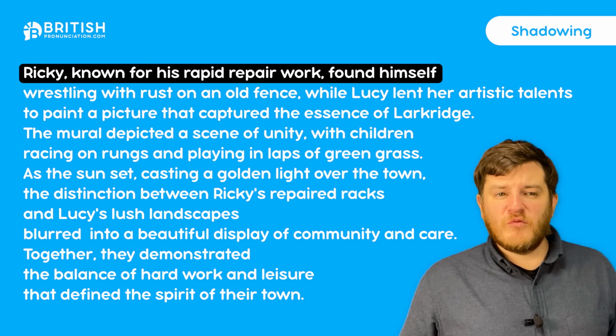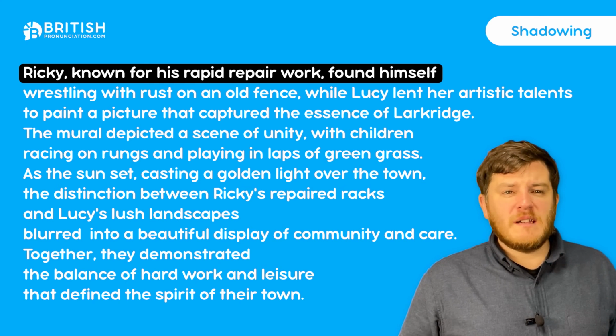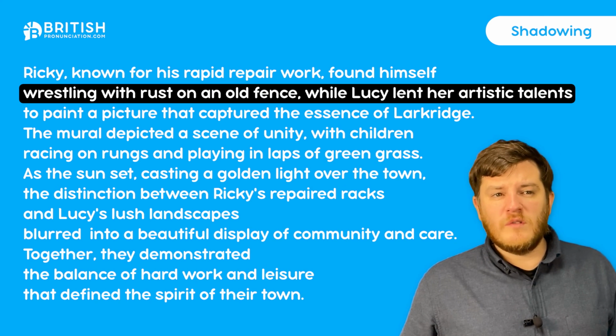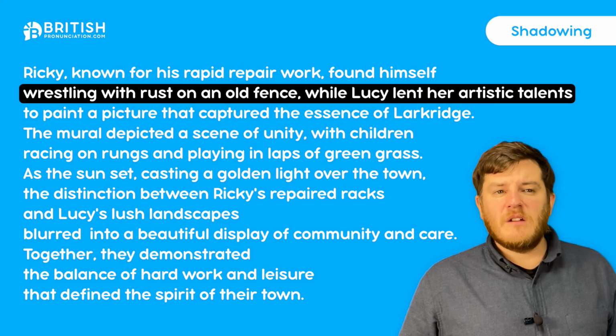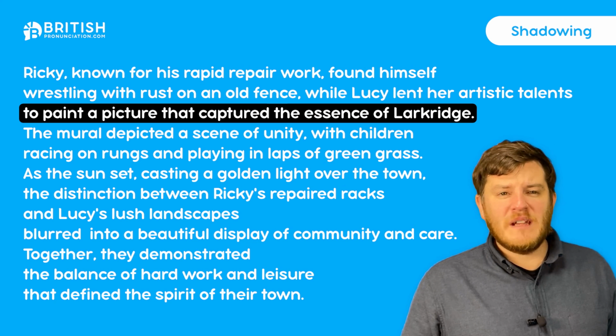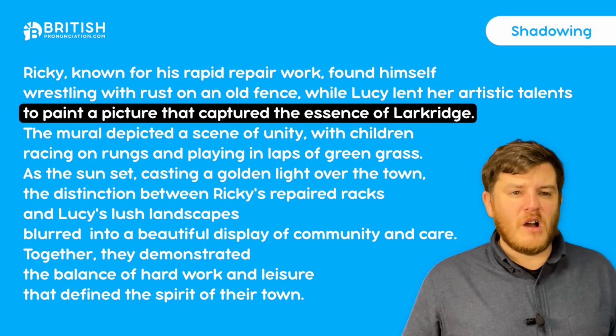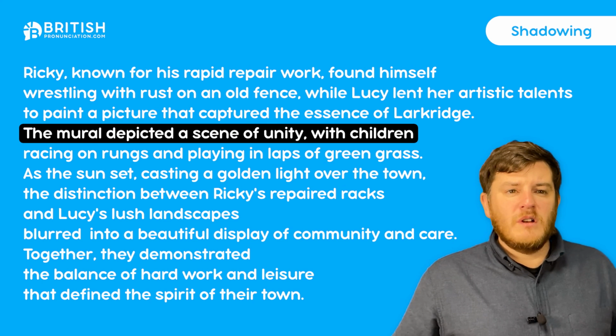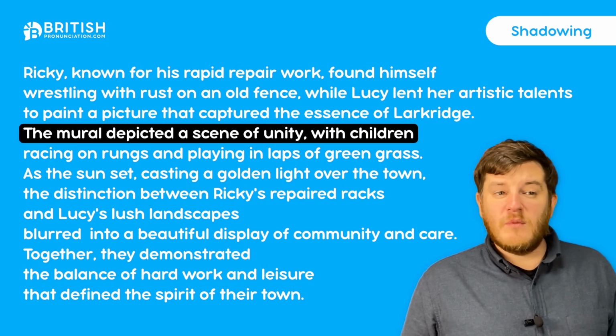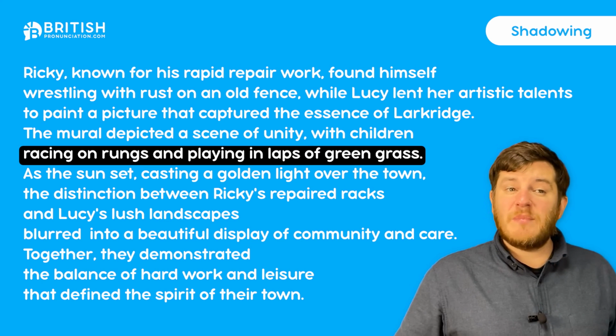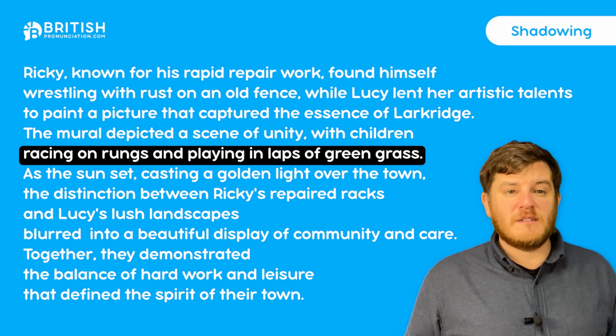Ricky, known for his rapid repair work, found himself wrestling with rust on an old fence, while Lucy lent her artistic talents to paint a picture that captured the essence of Larkridge. The mural depicted a scene of unity with children racing on rungs and playing in laps of green grass.